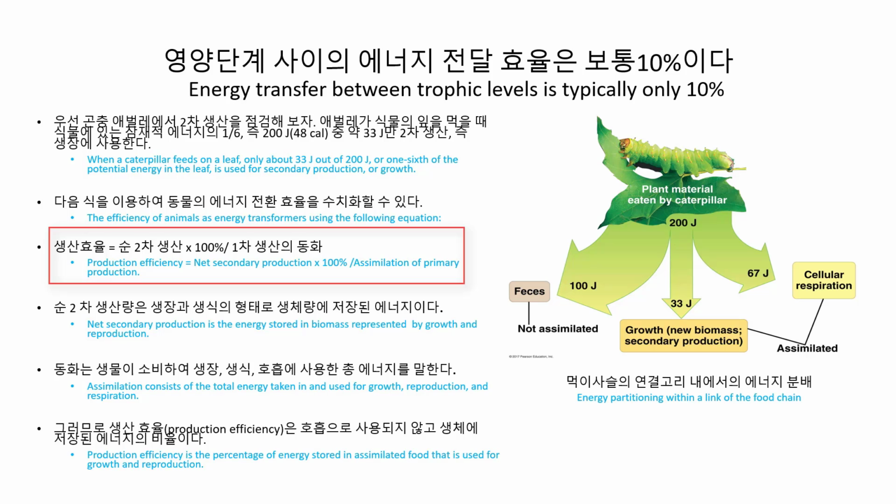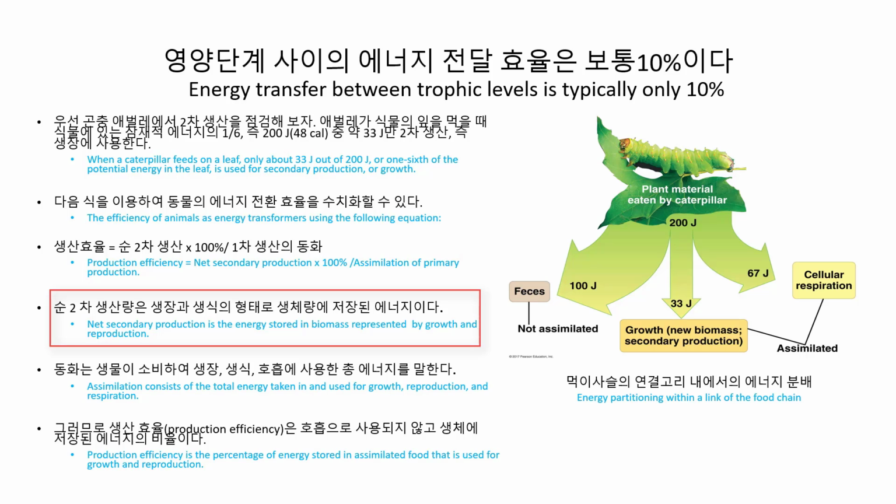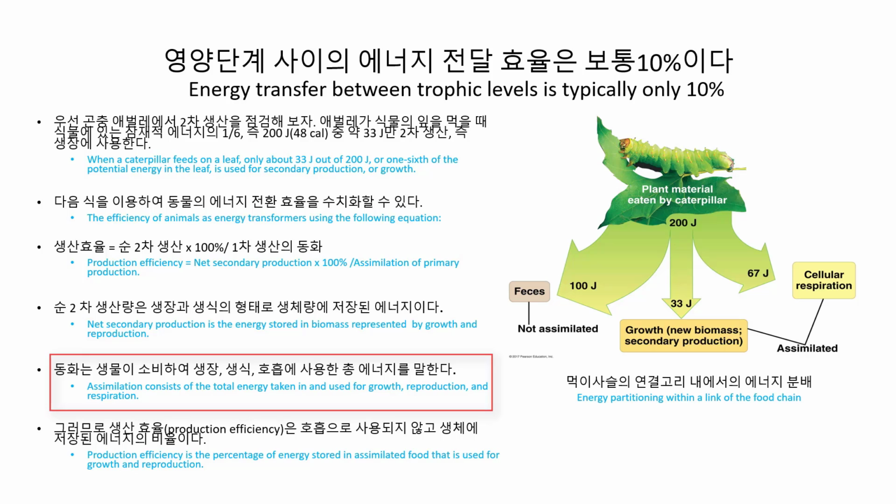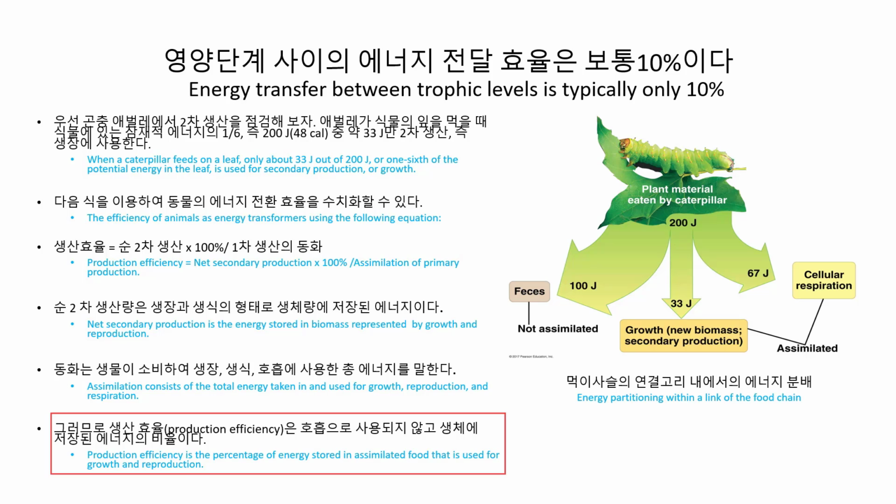We can measure the efficiency of animals as energy transformers using the following equation. Production efficiency equals net secondary production times 100% divided by assimilation of primary production. Net secondary production is the energy stored in biomass represented by growth and reproduction. Assimilation consists of the total amount of energy an organism has consumed and used for growth, reproduction, and respiration. Production efficiency is the percentage of energy stored in assimilated food that is used for growth and reproduction, not respiration.